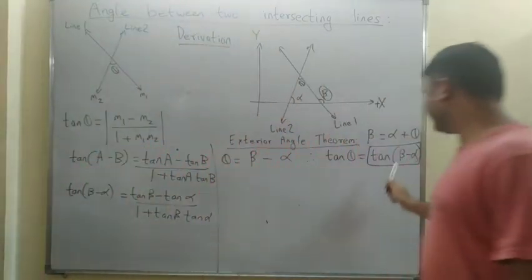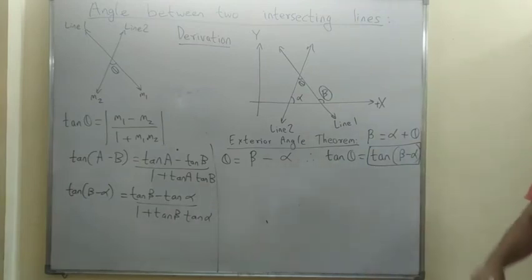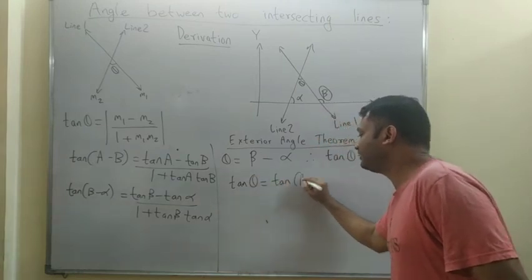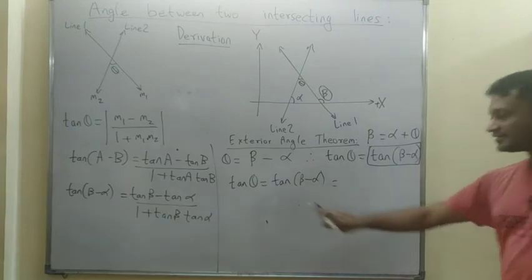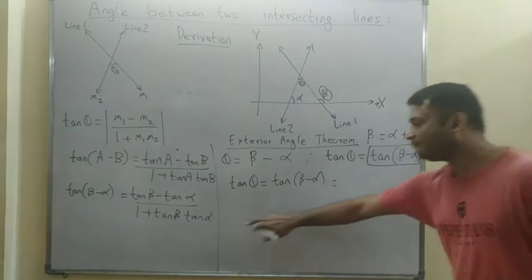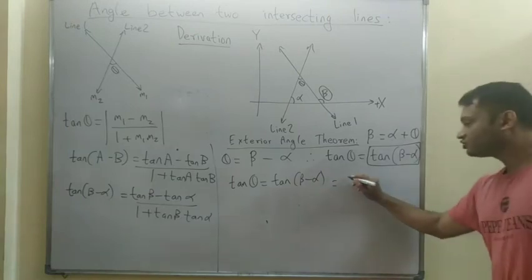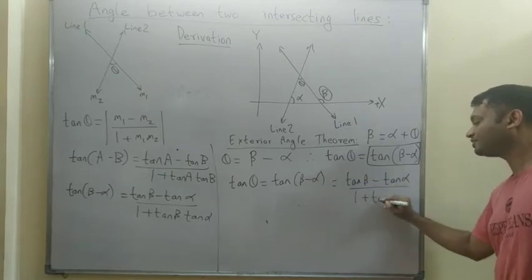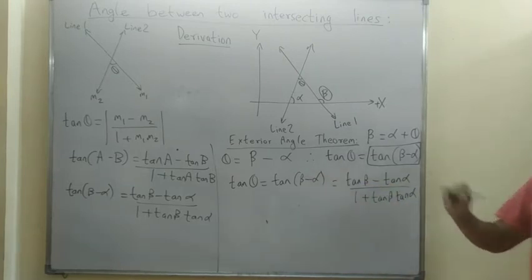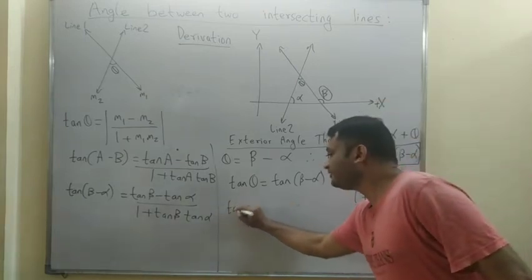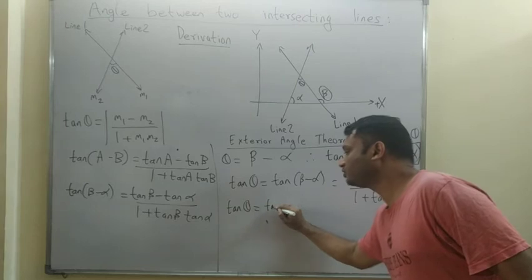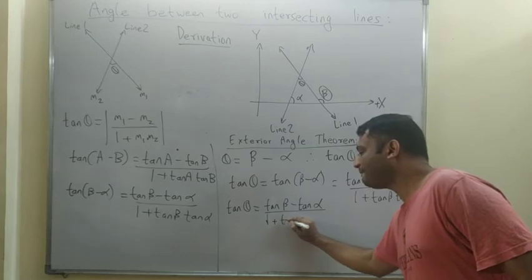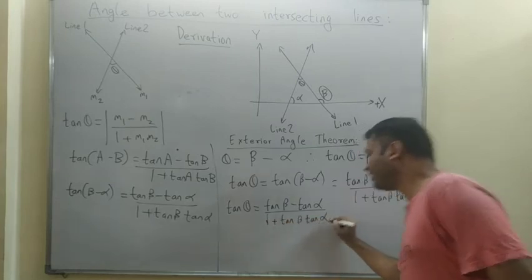So let us use this identity in this equation. Tan theta is tan of beta minus alpha, which we found as tan beta minus tan alpha upon 1 plus tan beta tan alpha. So from this I can say tan theta is equal to tan beta minus tan alpha upon 1 plus tan beta tan alpha.